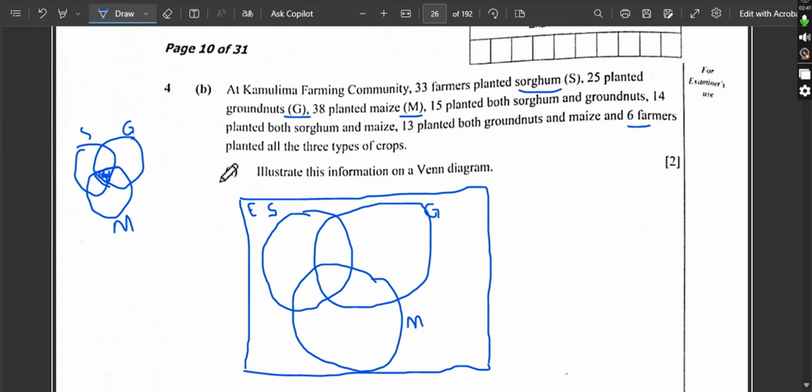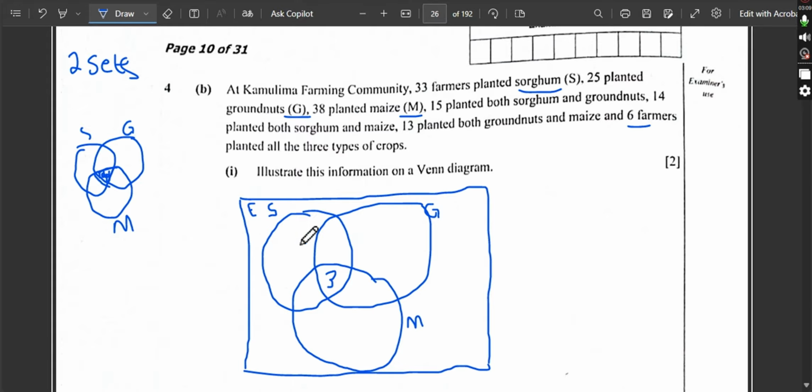You're told 6 farmers planted all 3 types of crops, so this 6 is going to go here. Then once you are done with the intersection for all the 3 sets, you start looking for the intersection for only 2 sets. Let's say sorghum and groundnuts. Where is sorghum and groundnuts? You have 15 planted both sorghum and groundnuts.